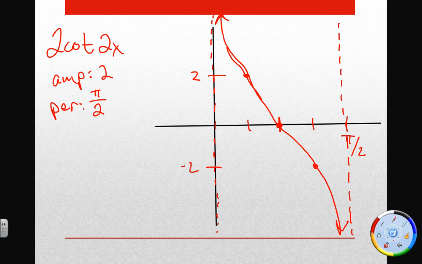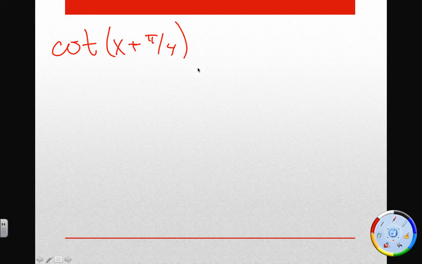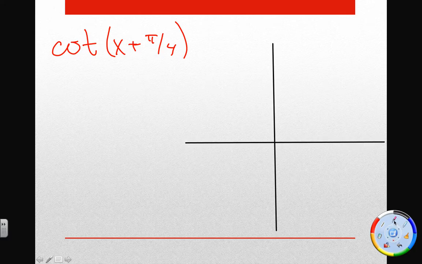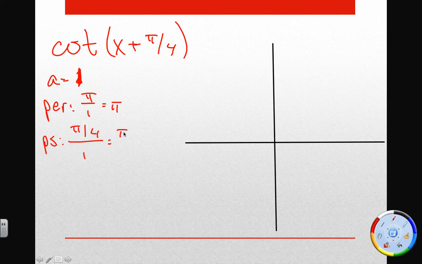So let's do a little bit of a shift. Let's go left or right here. Let's go ahead and go to the left. So let's say cotangent of x minus pi fourths. Let's go left, so let's go plus. Now this works a little bit different. Still the amp is 1, not 2. Period is pi over 1, which is just pi, and a phase shift of pi fourths over 1, which is pi fourths. Good. All right, so this is also pi fourths to the left.